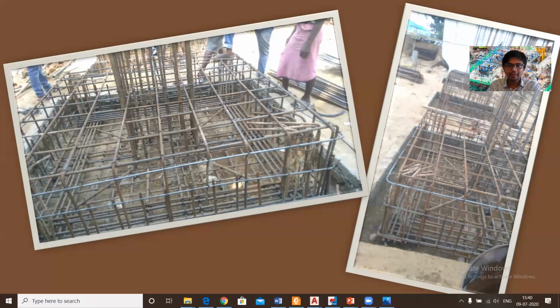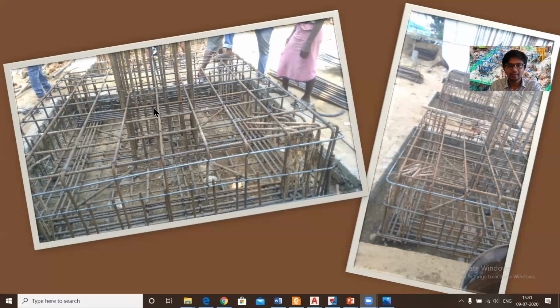So after the PCC work, this reinforcement cage... thickness of PCC 75 mm. Animesh asked what is the thickness used in PCC. It is 75 mm or 3 inch.